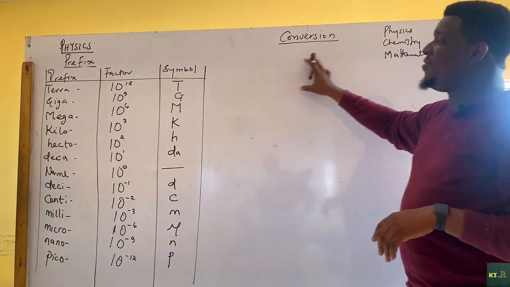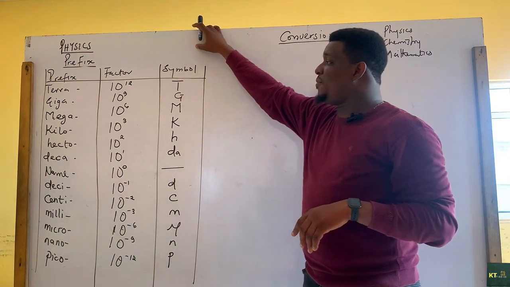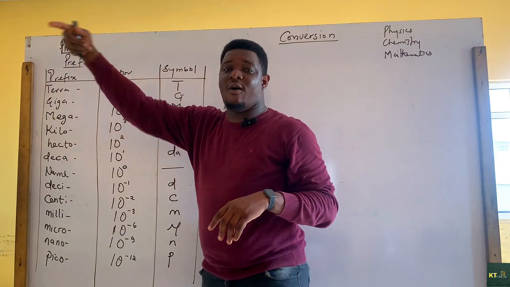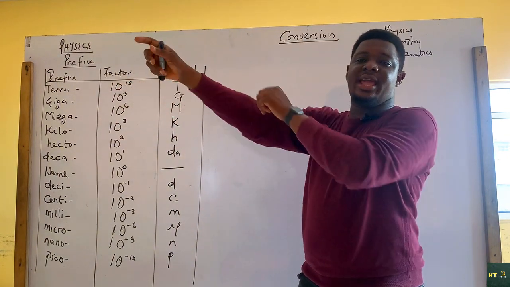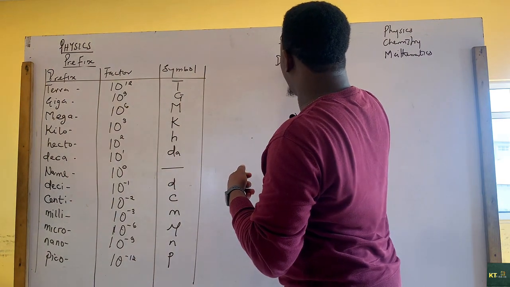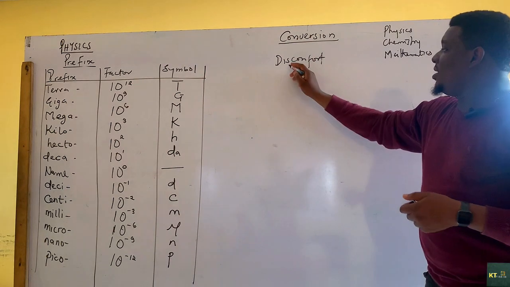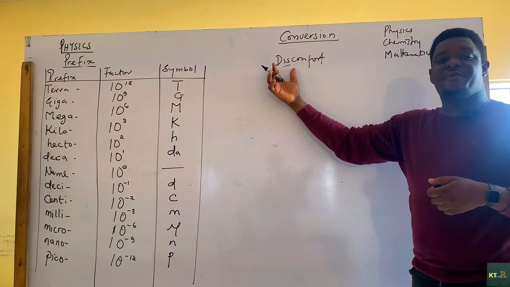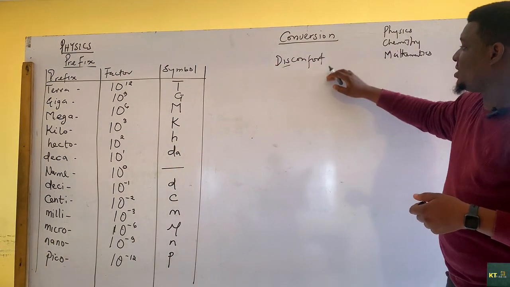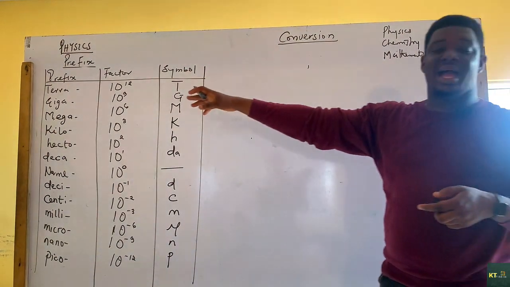Now, I have what I call prefix. In English, when you talk about prefix, from the word pre, before the name. When you have something like discomfort, this is actually a prefix to comfort. So, we are going to be looking at a lot of prefixes here.